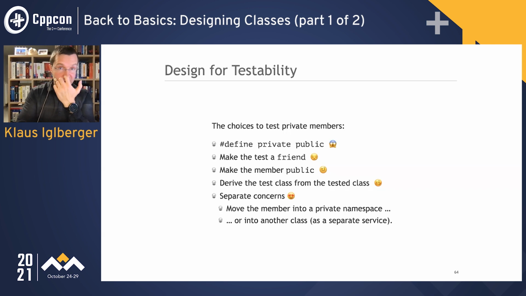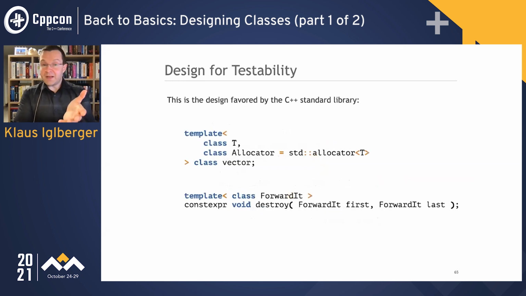If indeed you fall into the situation that you need to test a private member, that is the thing that I would prefer. It feels the cleanest, and it's definitely supporting the idea. And you might have realized that this is exactly what the standard library does. Destroy in the standard library is one of these algorithms. It's to destroy.